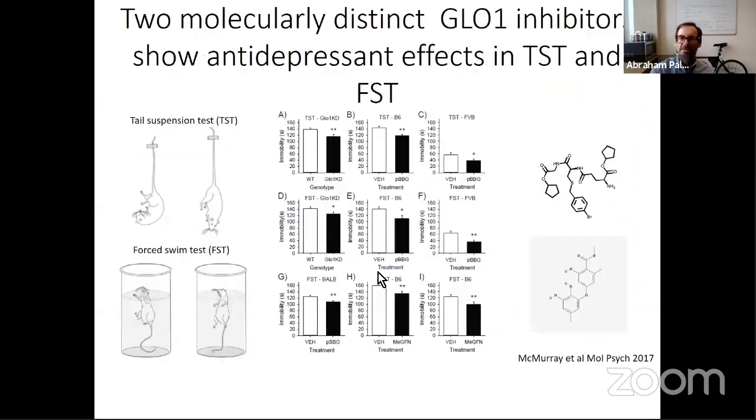And so we sought to see whether any of these manipulations, both the pharmacological manipulations with MG and the GLO1 inhibitor, and also the genetic manipulations, either overexpressing GLO1, as I've already shown you, or using another mouse to knock down GLO1 expression, which I'm only now introducing, we saw very consistent effects on these much maligned tests, the tail suspension test and the forced swim tests. So some very old screening tools that have been used to look at antidepressant efficacy.